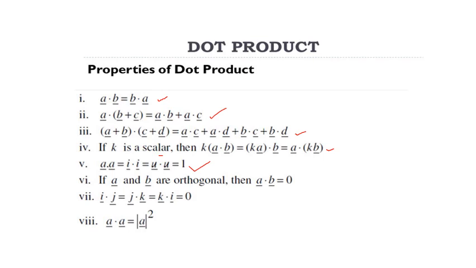And sixth property, if a and b are orthogonal, then a dot b equal to 0. Very important, you will get MCQ based on this property. Whenever a and b are orthogonal, then a dot b equal to 0. And seventh property, i dot j, that is here two different unit vectors. While multiplying two different unit vectors, you will get result as 0. Seventh property is over. Eighth property, a dot a equal to modulus of a squared. So that's all, students, your 8 properties of dot product over.